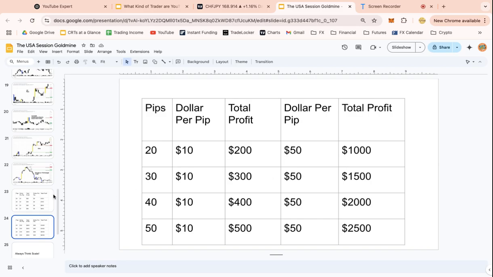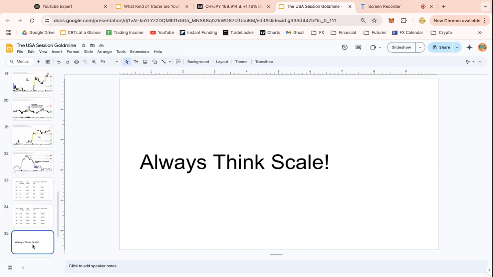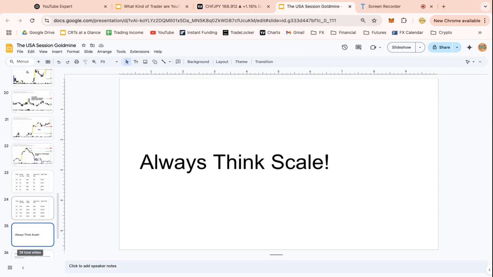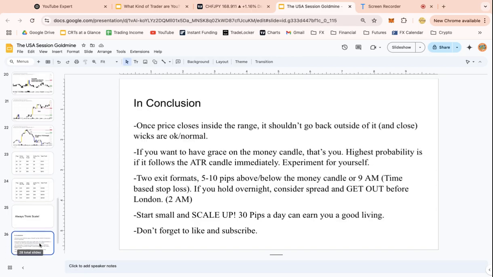So you can do this with a funded account or with your personal account, but always think scale. Just because you start at $1 a pip doesn't mean you're going to stay there, guys and gals. I may be making $1 a pip now, but I'm going to set a goal that by the end of the year I'm going to be able to make $10 a pip because my account size will be bigger. But you always have to have the account size to be able to take those positions. I don't teach over leveraging.